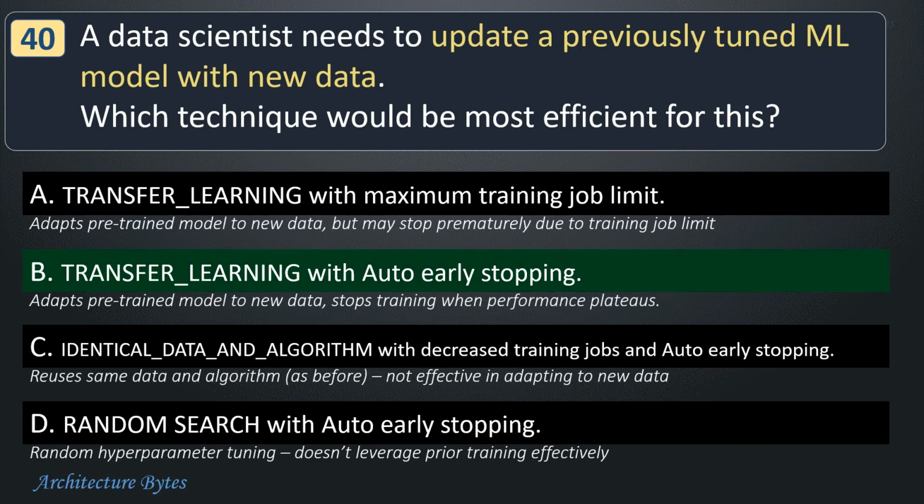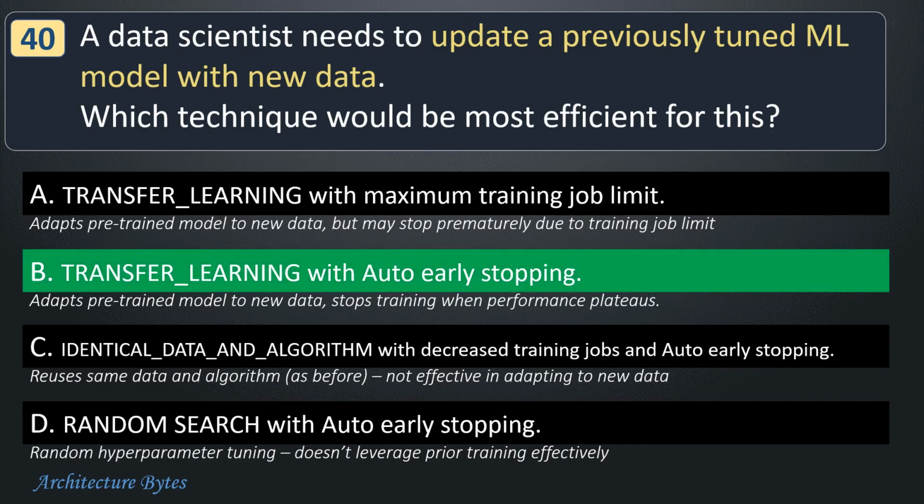Option B, transfer learning with auto early stopping is the right answer. It fine-tunes a model on new data and stops training when performance plateaus, therefore making it efficient and effective for updates. Let's look at other options. Transfer learning with maximum training job limit adapts a pre-trained model to new data but may stop prematurely due to training job limit.